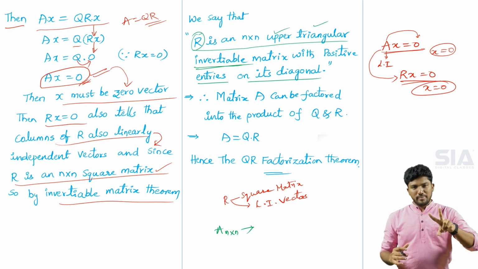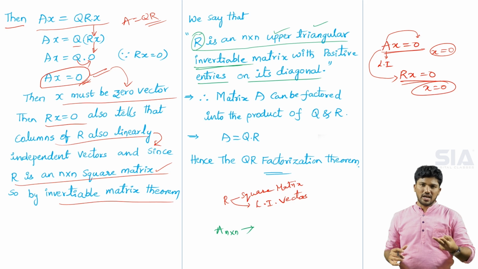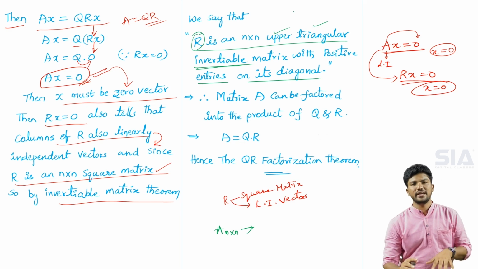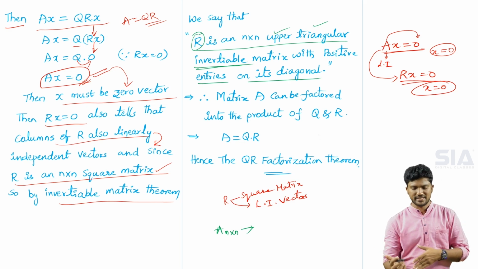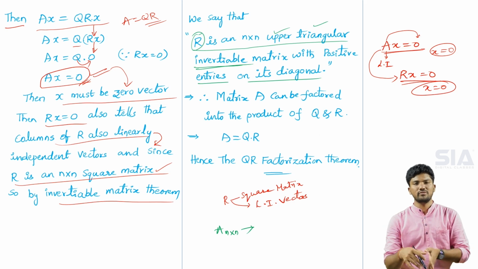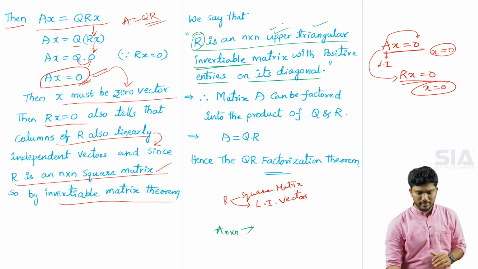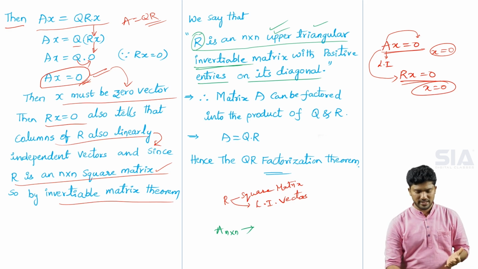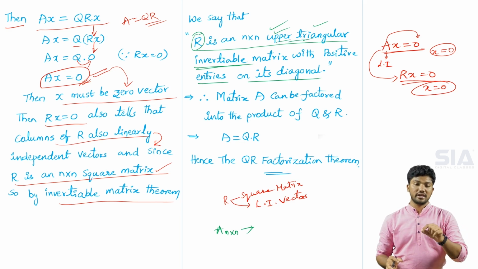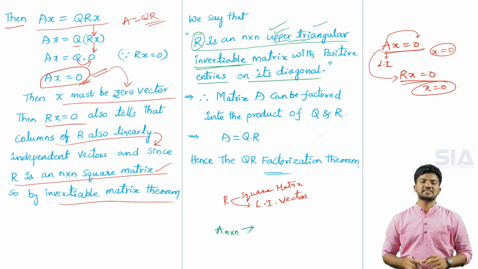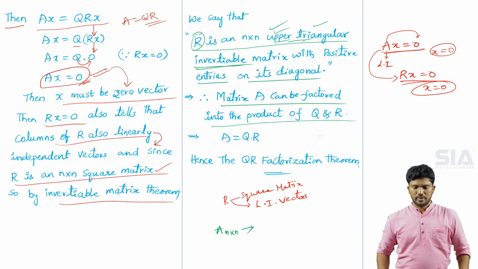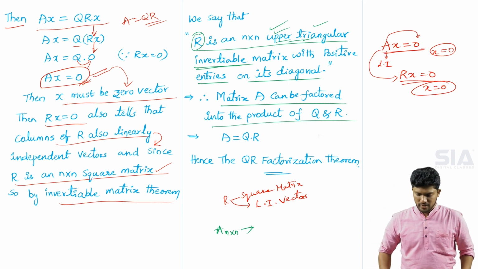Now the main two statements are the columns of capital A are linearly independent and capital A is a square matrix. Then capital A is said to have A inverse. Similarly here, in place of capital A we have capital R. Capital R is a square matrix and it has linearly independent vectors. Then by invertible matrix theorem we can say that capital R is an upper triangular invertible matrix with positive entries on its main diagonal. So therefore matrix capital A can be factored into the product of Q and R.